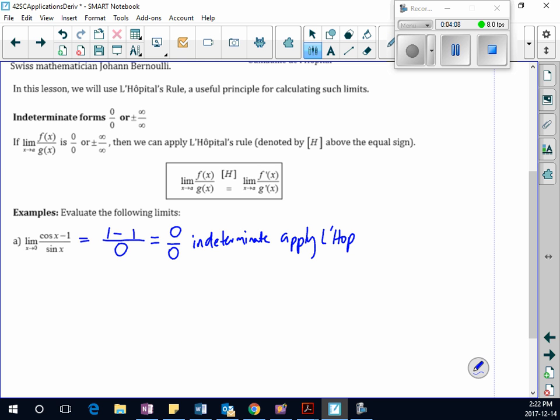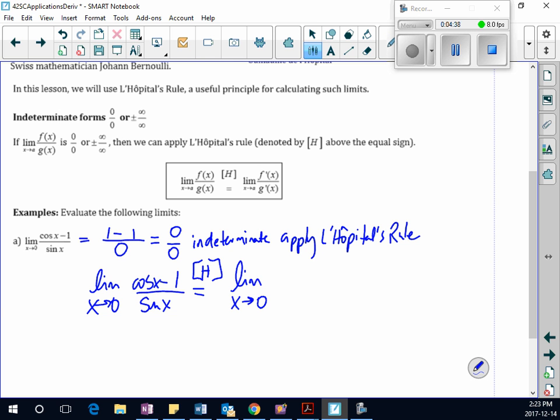So apply L'Hopital's rule. Because remember, the rule of limits is you can actually apply the limits separately. It's not an actual quotient rule. So that means the limit as x goes to 0 of cos x minus 1 over sine x equals, now we're going to put this H on there, the limit as x goes to 0. Now what we're going to do when we apply L'Hopital's rule is we're actually finding the derivative of cos x minus 1. So what's the derivative of cos x minus 1?